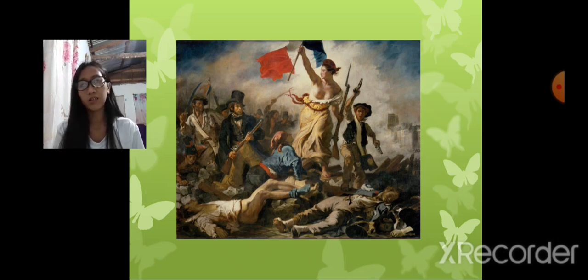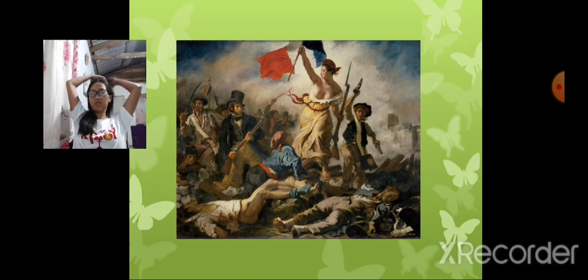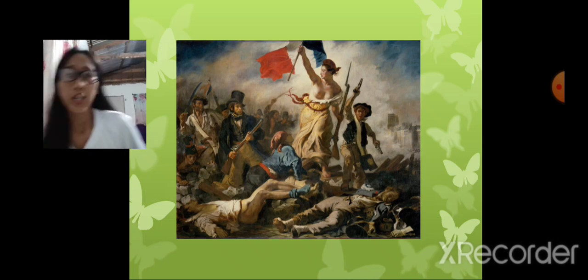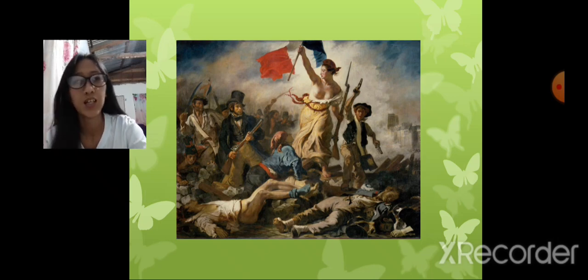It was all about the people who fight for their liberty, who fight for their country, who fight for the love of their country. So that is what I understand in the painting.